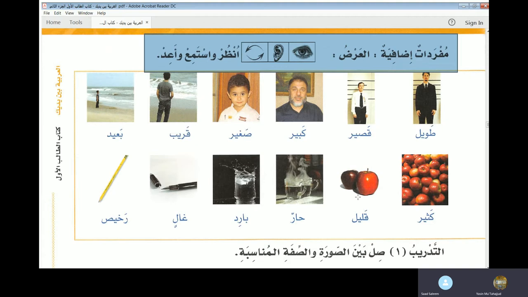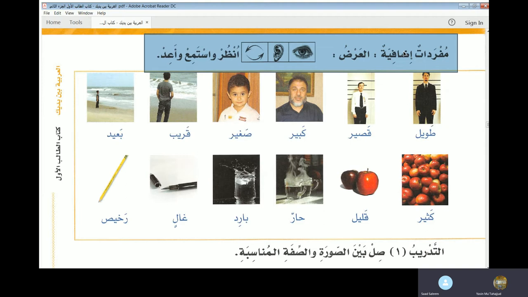Mufradatun idafiyatun. Correct. Al-Ardu. That's plural, that's singular. Mufradat, vocabulary. Mufradatun idafiyatun, some more vocabulary. Okay, so the meaning of this is some more vocabulary? Yes.